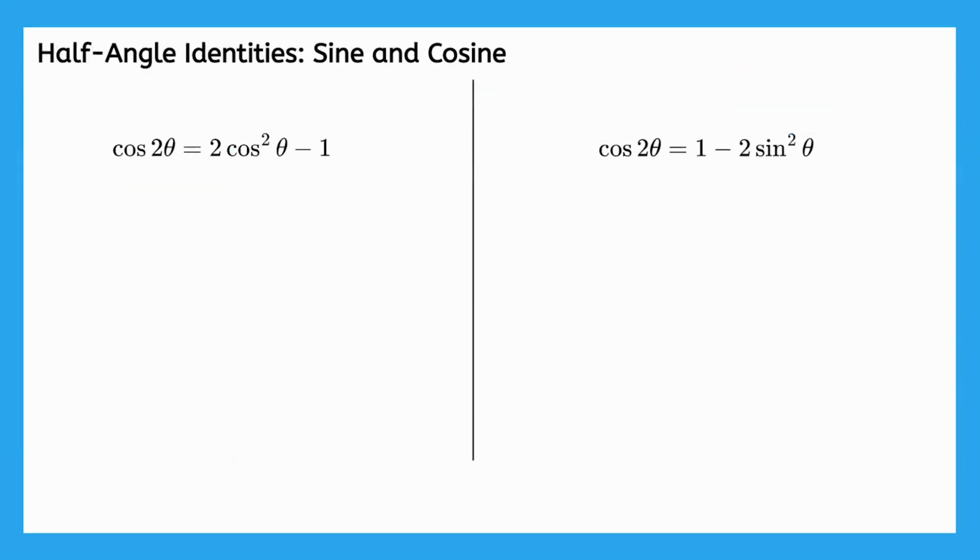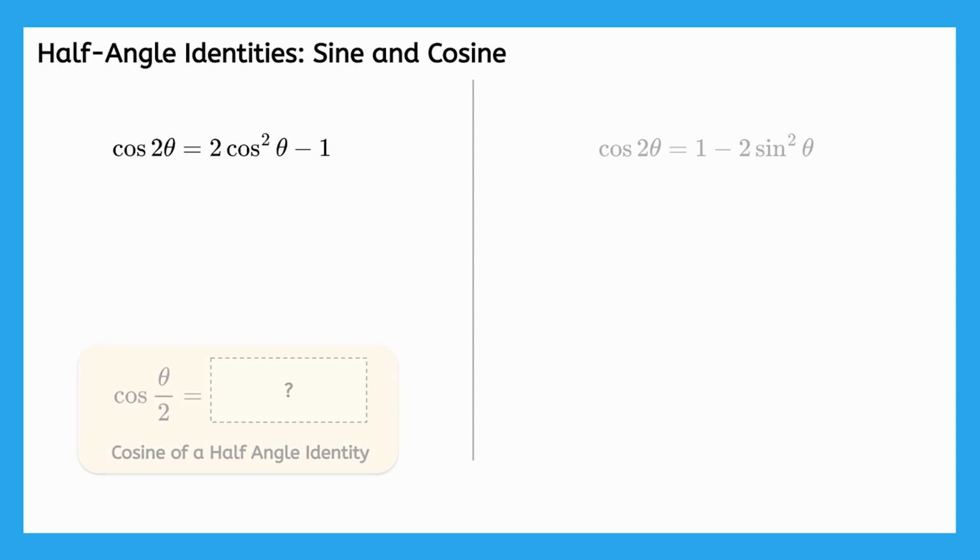Now it's time to look into a new group of identities, the half-angle identities. We will derive these using these versions of the cosine of a double angle identity. Let's start by finding the identity for cosine of a half angle, which will be a formula to find the cosine of theta over 2.